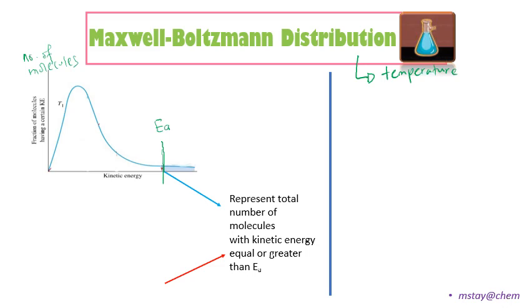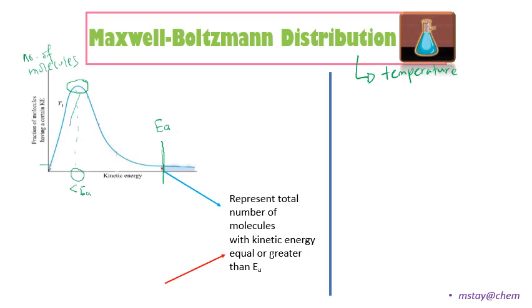That means in one container there are quite many molecules. For example, maybe at this moment there are very few molecules with lower kinetic energy. The majority of the molecules, because the peak here is higher, are moving at this kinetic energy, which is less than the activation energy.